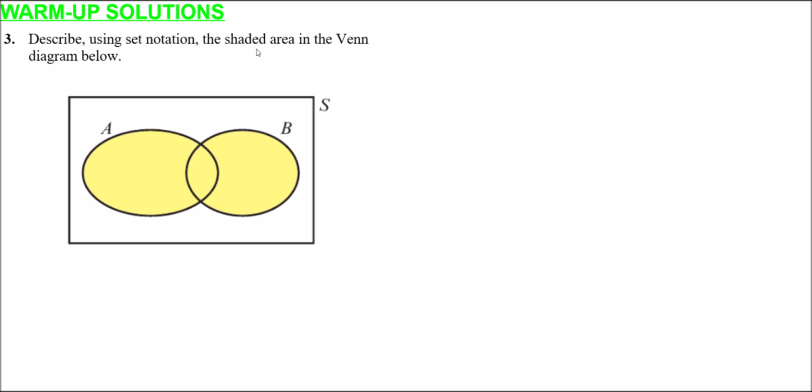Question 3: describe using set notation the shaded area in this Venn diagram below. So here regions A and B are coloured in as well as the intersection. So A and B have been joined together in a way. A, B and the middle bit, this is therefore A joined together, unified, this is the union of A and B. So this here is A unified with B, both A and B combined into one region.